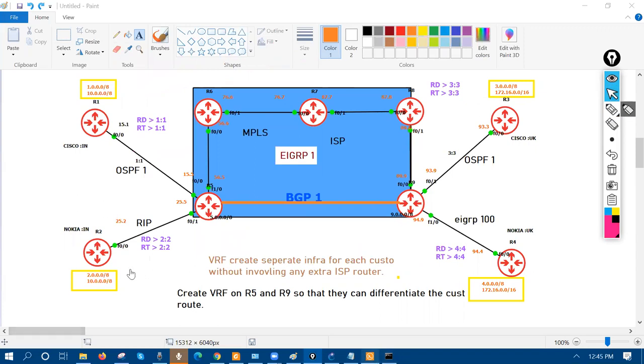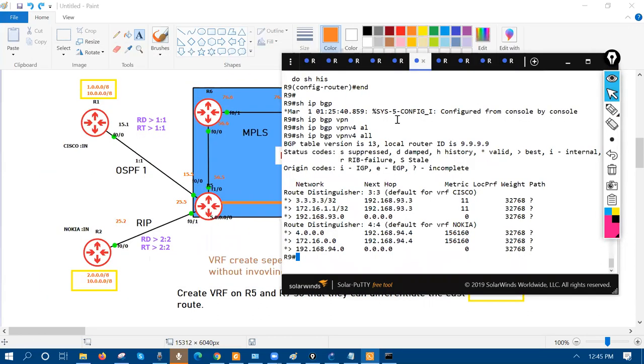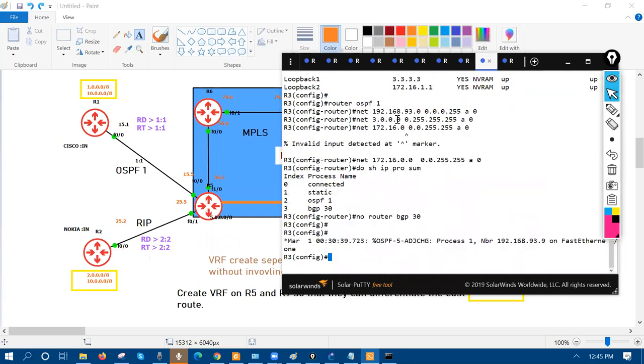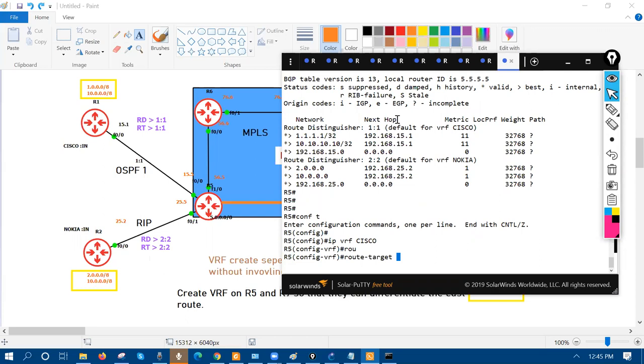On R5, IP VRF Cisco, route target. You can take any number, but it is always recommended to use the same number that you have used for the RD, so that you can easily identify. In examinations, many times they will try to fool you and give different numbers over there.